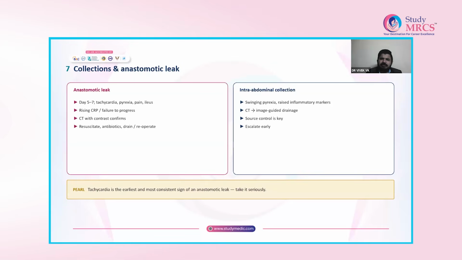So how will you suspect intra-abdominal collection? A post-operative patient with swinging pyrexia and raised inflammatory markers, you have to suspect intra-abdominal collection. How will you manage that? You have to drain under image guidance, and you have to escalate the problem early. The key pearl is that tachycardia is the earliest and most consistent sign of anastomotic leak, and you have to take it seriously and address it.